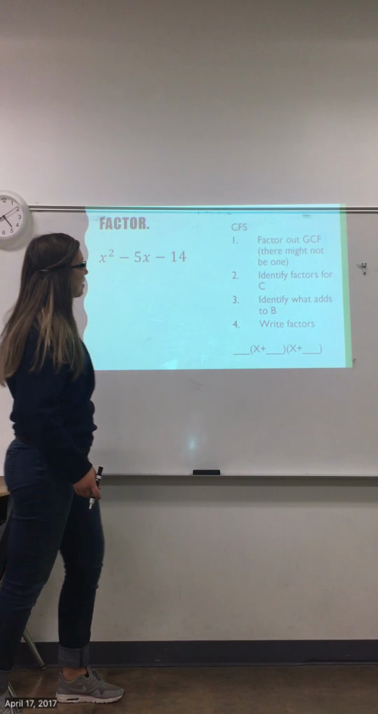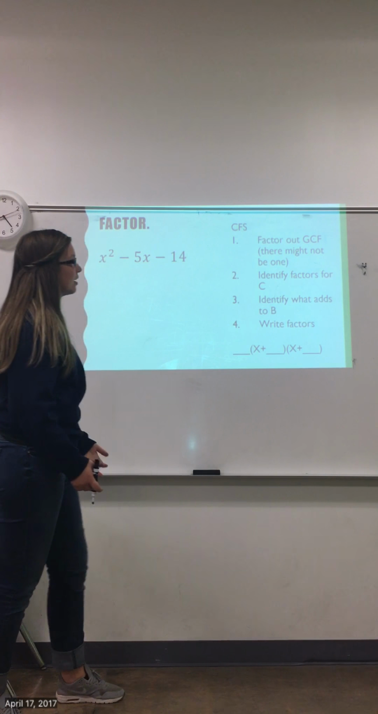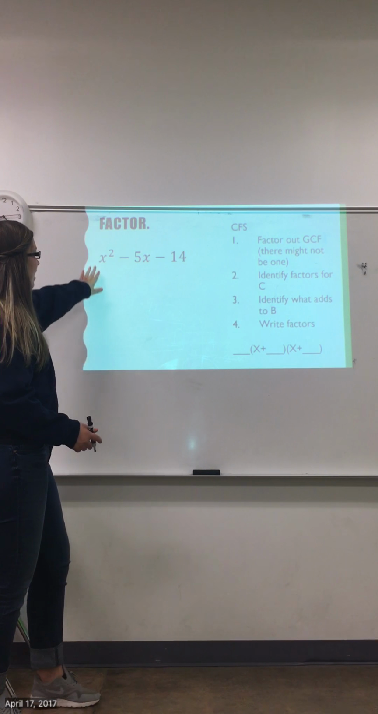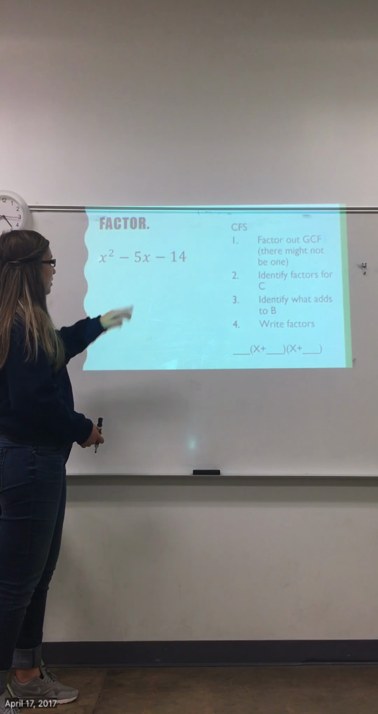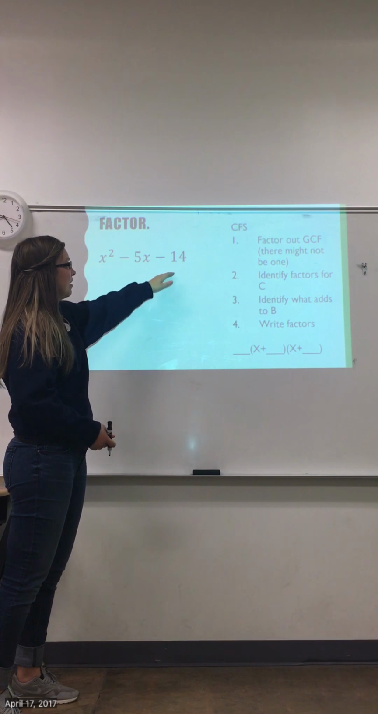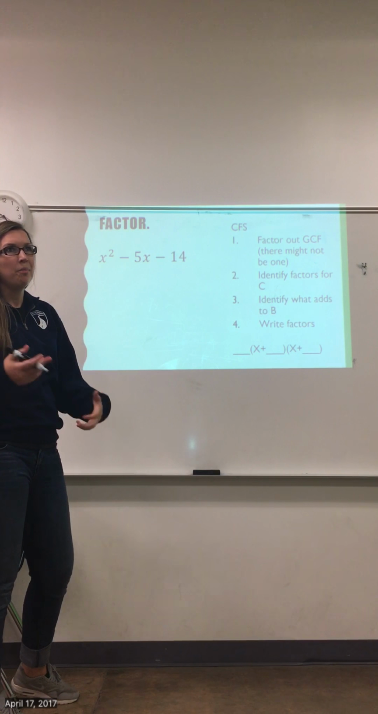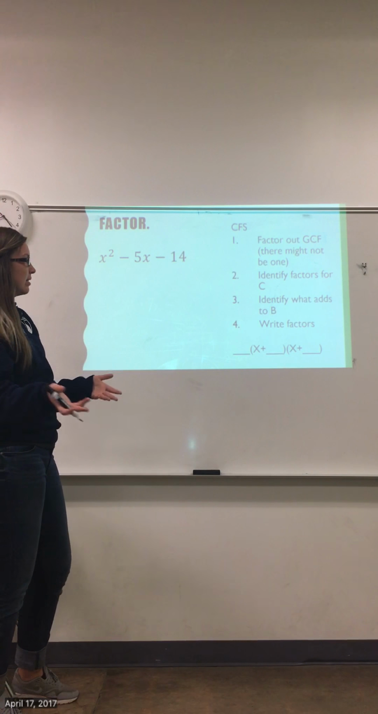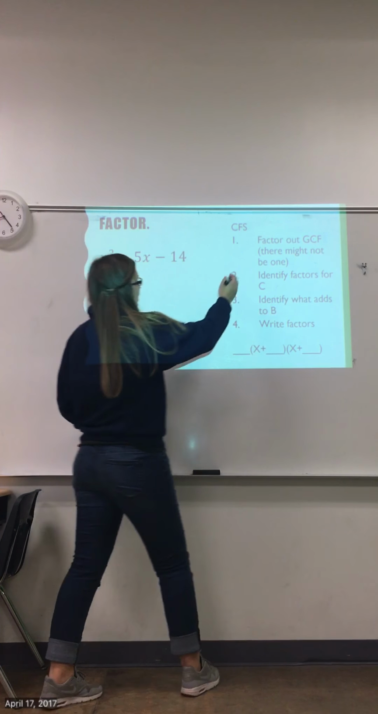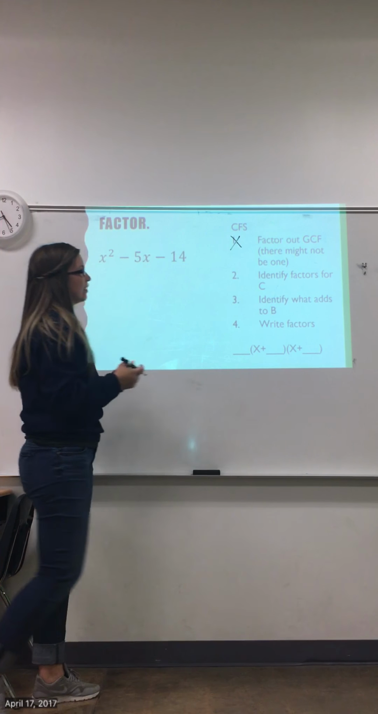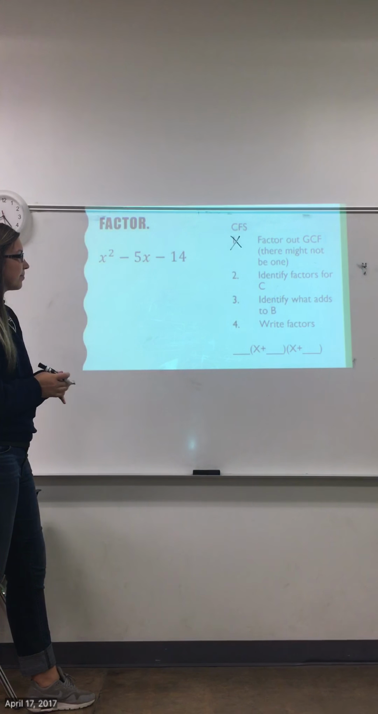So our first CFS says factor out a greatest common factor, and there might not be one. In this case, well, 1 goes into 1, 1 goes into -5, and 1 goes into -14, but dividing or multiplying by 1 isn't going to change anything. So we're actually going to skip this first step. There isn't a greatest common factor.